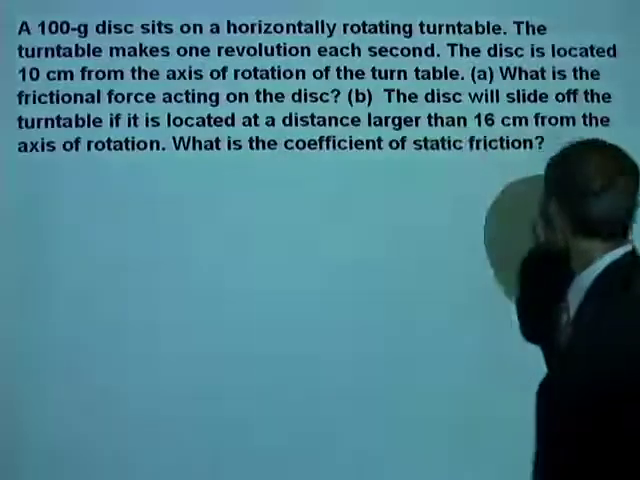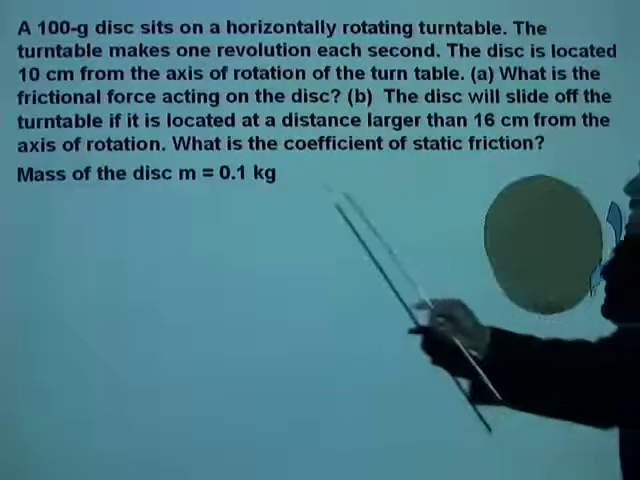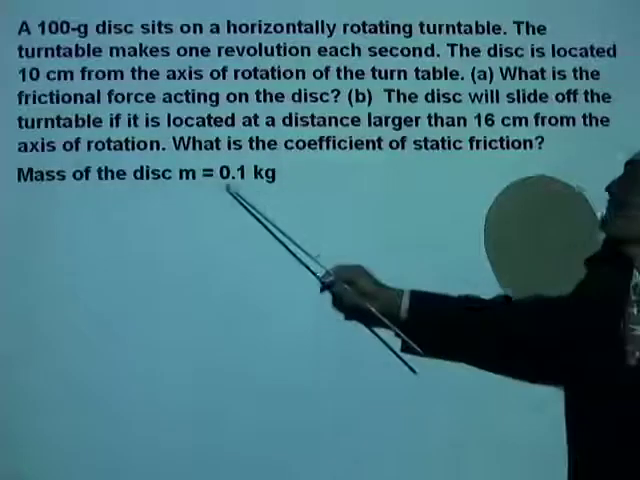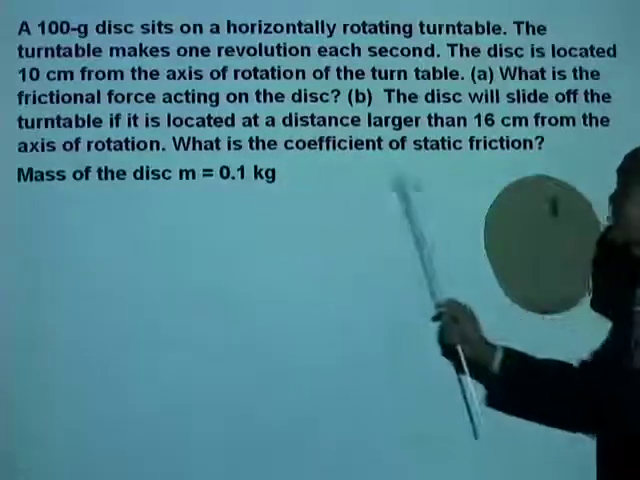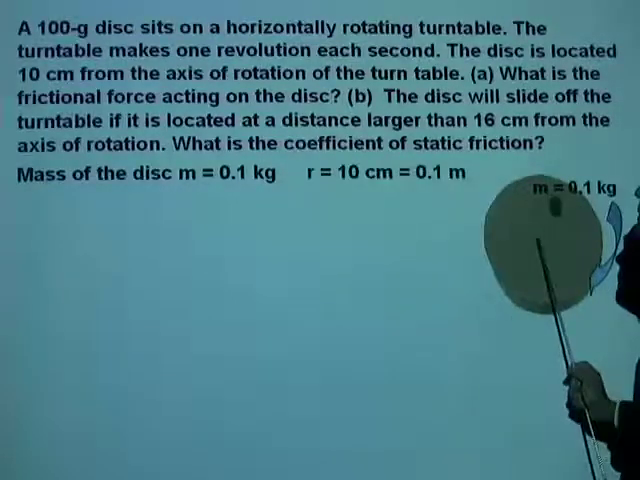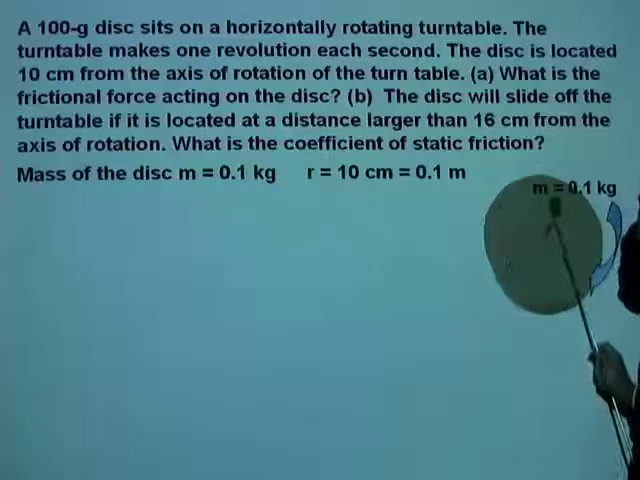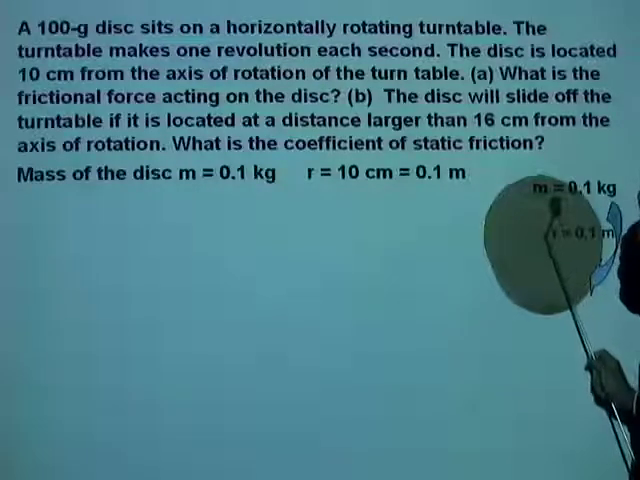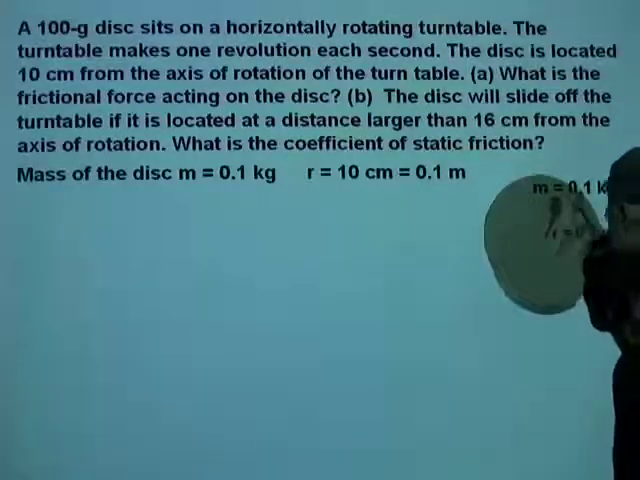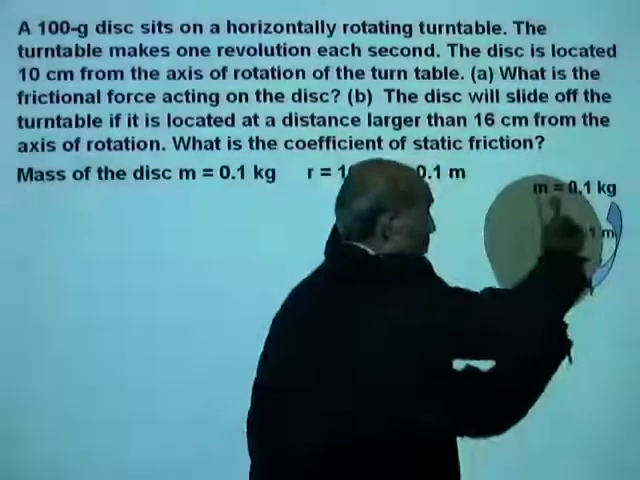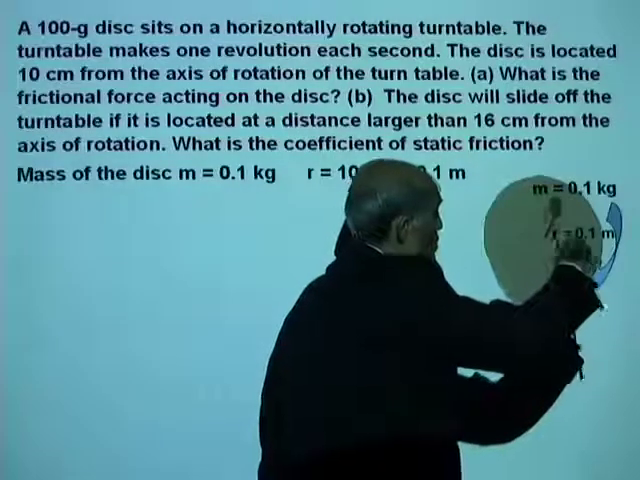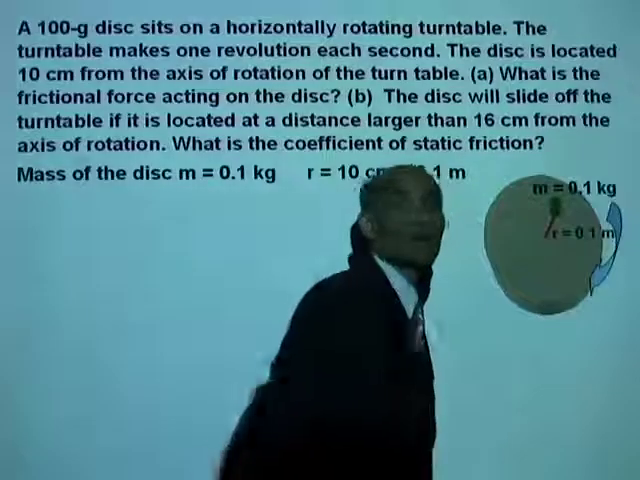Alright, this is the disc which is rotating, and this is the turntable, and we place a disc of mass m equal to 0.1 kilogram on the turntable, and the distance of the disc from the center of the turntable is 0.1 meter. So when the turntable goes around, this disc will rotate in a circle of radius 0.1 meter.